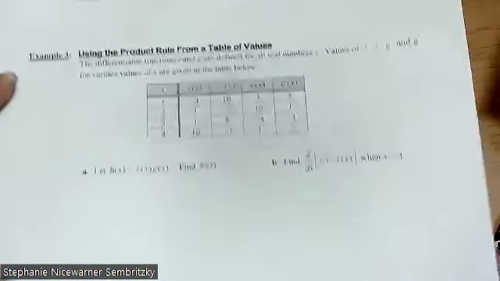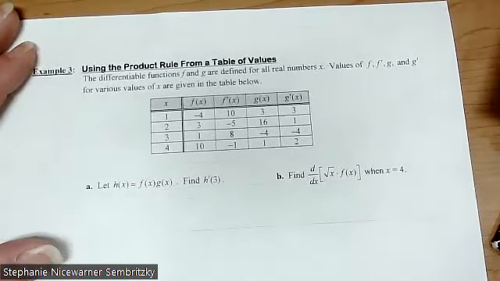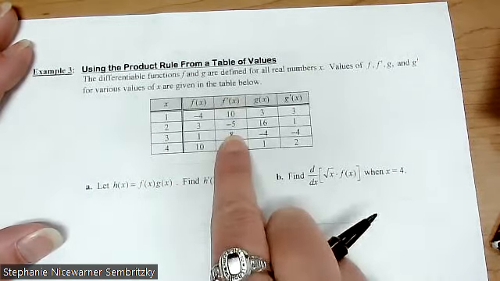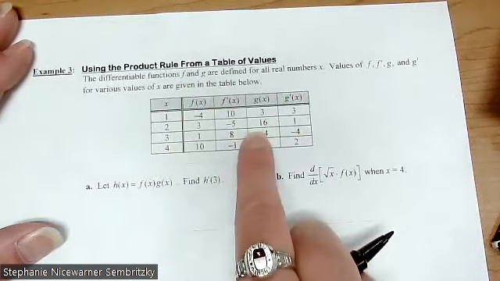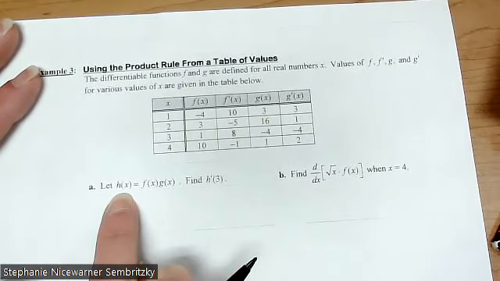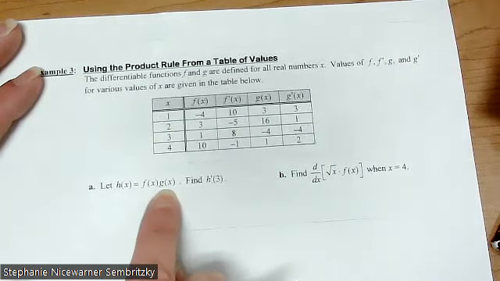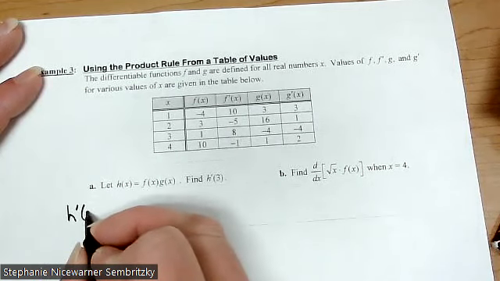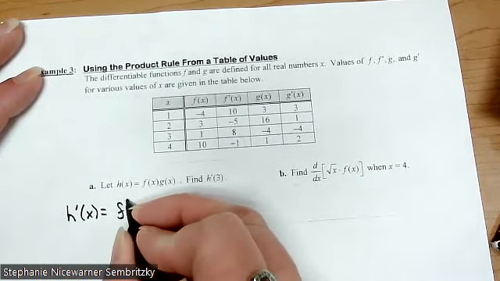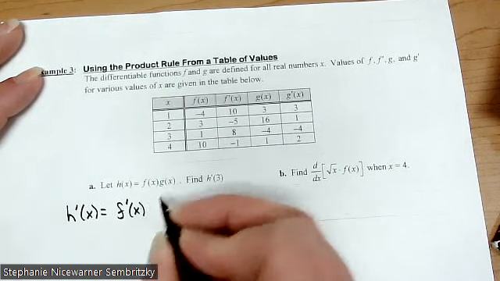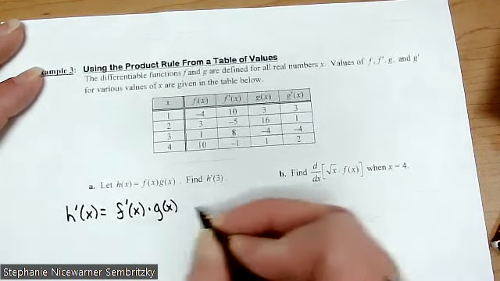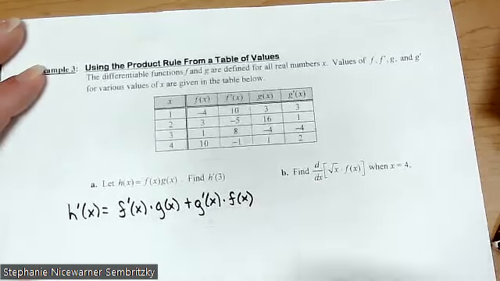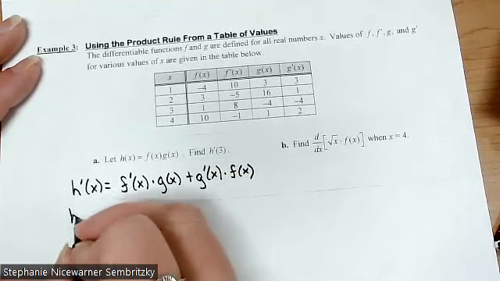The next example is using the product rule from a table of values. So this gets kind of interesting. So we've got the values of f prime and g prime along with f and g of x. So if I'm finding the derivative of h and it's the product of f and g, then h prime would be the derivative of f times g of x plus the derivative of g of x times f of x. And we're plugging in 3.